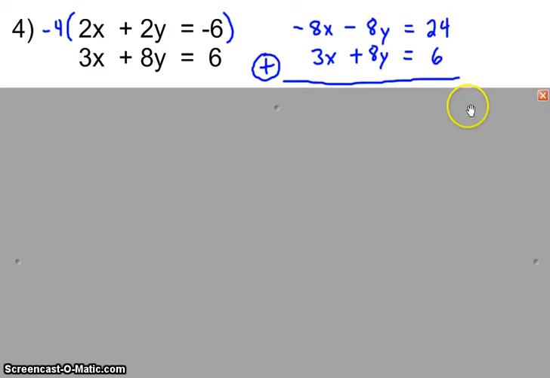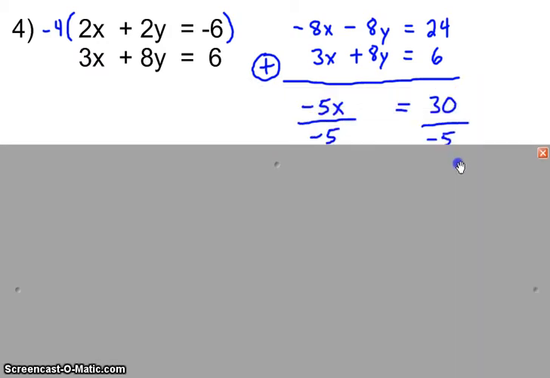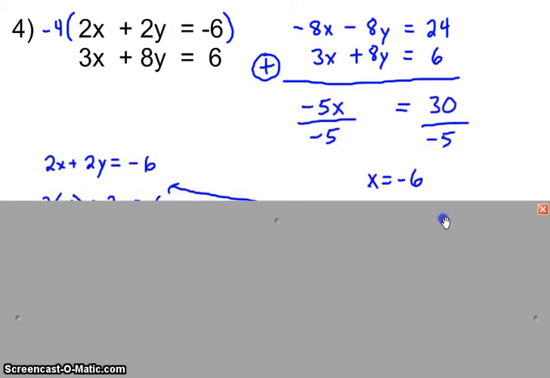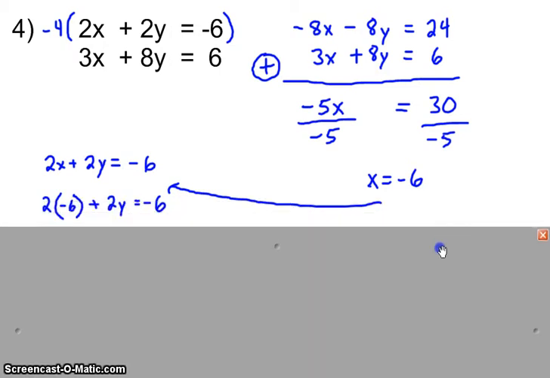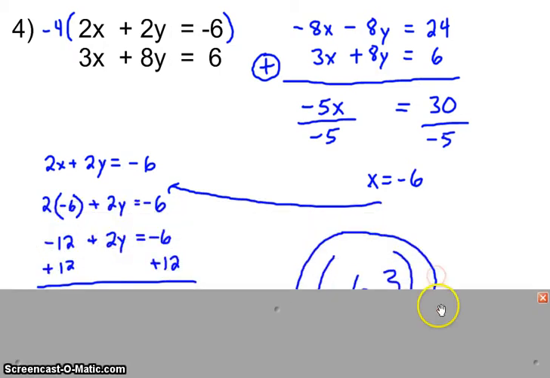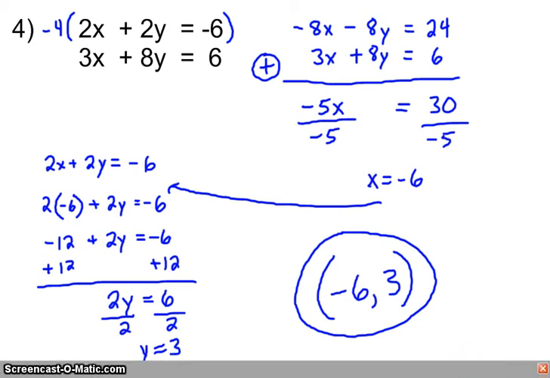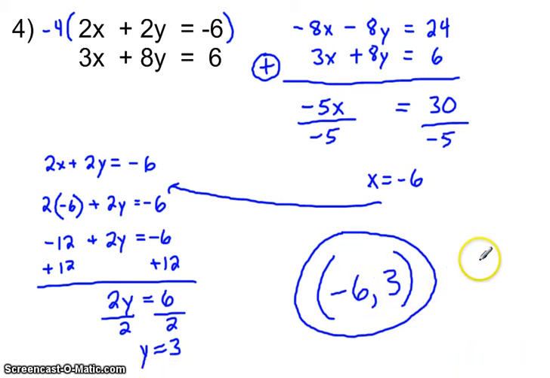Alright, so let's see how you did. When I added these two equations, I got x equals negative 6. And then I subbed that back into the first original equation, and I ended up getting y is equal to positive 3. So my solution is negative 6, 3. Now if you didn't get that, you might want to pause it on the screen and check over my work.